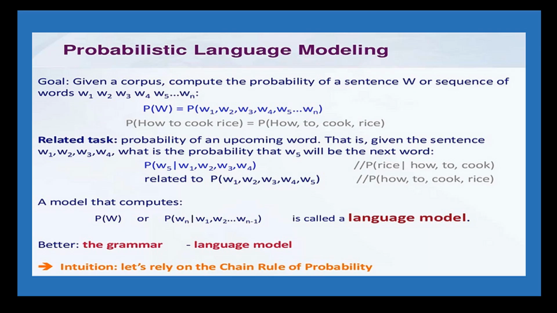Basically, probabilistic language models are mathematical models that assign probabilities to different sequences of words. Now, these models are designed to capture the statistical patterns in language, such as the likelihood of a particular word following another word or the probability of a specific sentence being grammatically correct. And by doing so, probabilistic language models can generate coherent and contextually relevant text.